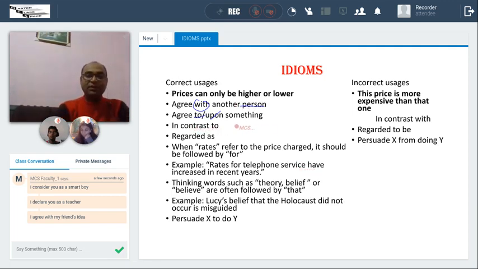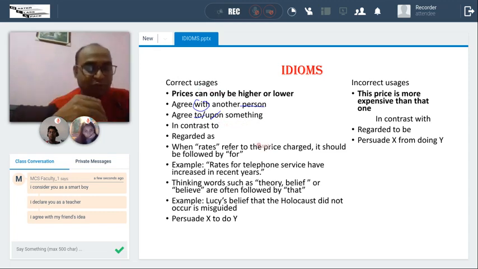At the same time, another word. When we use the word price, price can be higher or lower, increase, decrease. And if we use other types of words for the price, in that case we should be very alert about error.